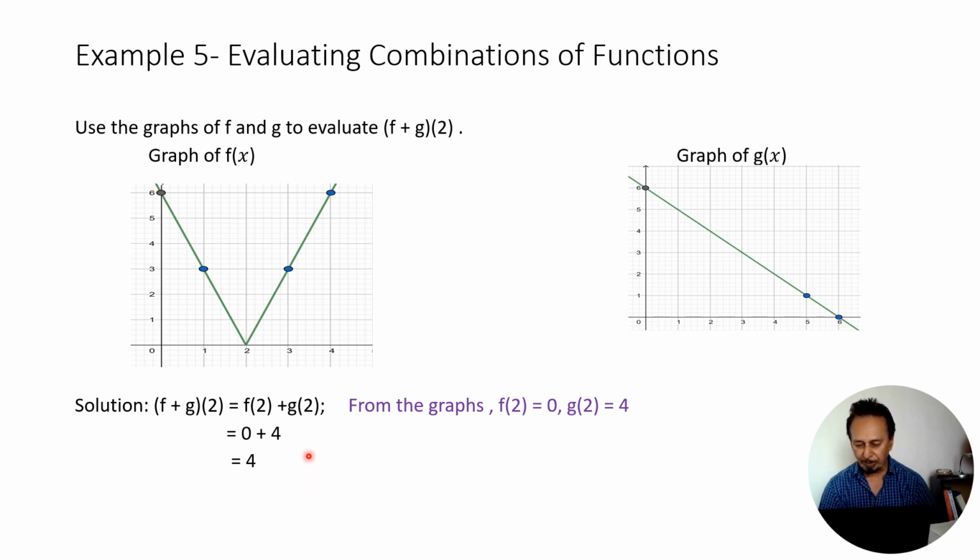So let's see. From the function f of x, to find f of 2, we locate the 2. Let's say 2 is here and the graph touches here. So there f of 2 is simply 0. Now g of 2. Let's say 2 is here and you go up, and this gives you 4. So g of 2 is 4. So simplify, and the answer is 4.